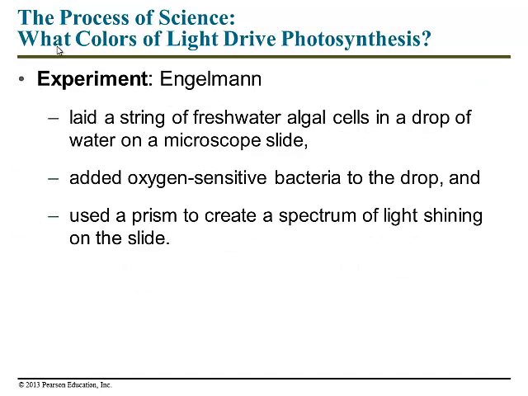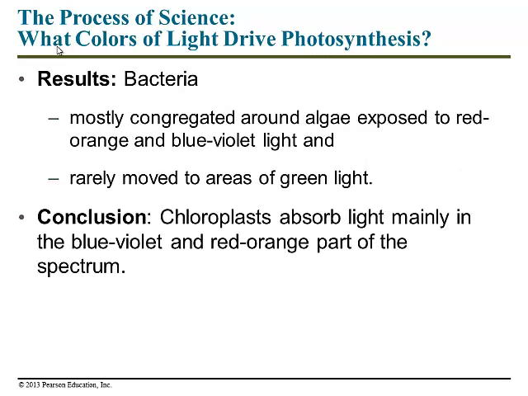So Engelmann laid a string of freshwater algae cells in a drop of water on a microscope slide, added oxygen-sensitive bacteria to the drop, and then used a prism to create a spectrum of light shining on the slide. If you look on page 111, you can see what happened in his little bacteria experiment. So where did the bacteria tend to congregate more?